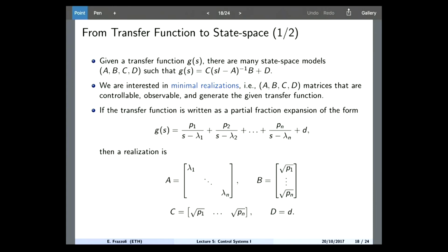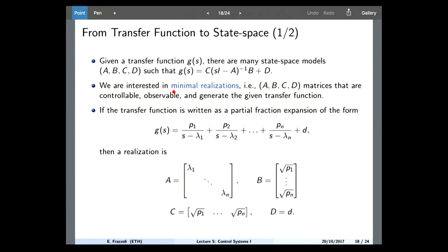Okay? You may remember when we talked about realizations, we can transform any A, B, C, D model using a similarity transformation. What we get is something that is exactly the same for all intents and purposes. In particular, given a transfer function G of s, there are very many state space models, A, B, C, D, which have that transfer function. So how do we pick one A, B, C, D model that we like? Well, there are some models that are better than others.